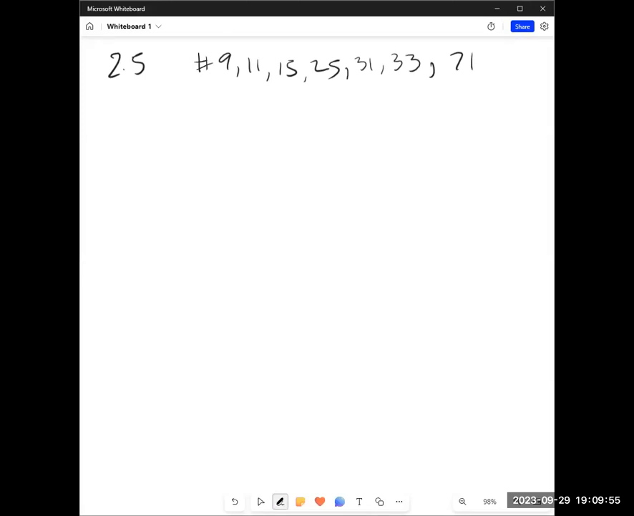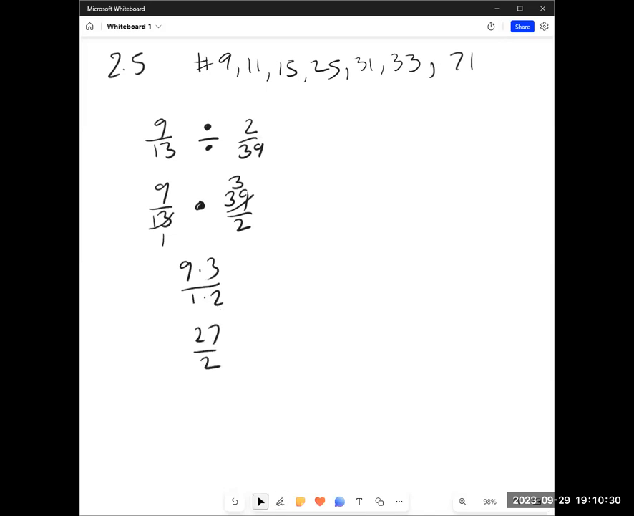Let's go ahead and divide these fractions. 9 over 13 divided by 2 over 39. When we divide fractions, we change the division to multiplication. We change the divisor, the thing we're dividing by, to its reciprocal. And then we multiply those fractions. So I see that 13 goes into 39 3 times. That leaves me with 9 times 3 over 1 times 2, which is 27 over 2.